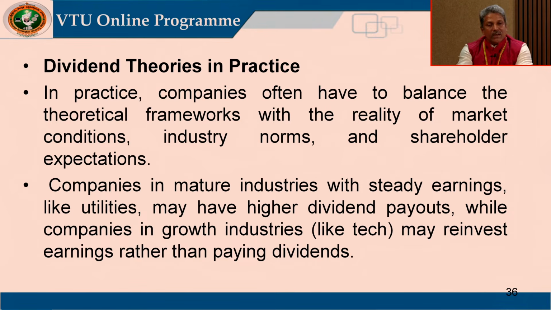So, companies in mature industries with steady earnings, like utilities, may have higher dividend payouts, while companies in growth industries like tech companies may invest earnings rather than paying dividends. So, this is what the reality is.